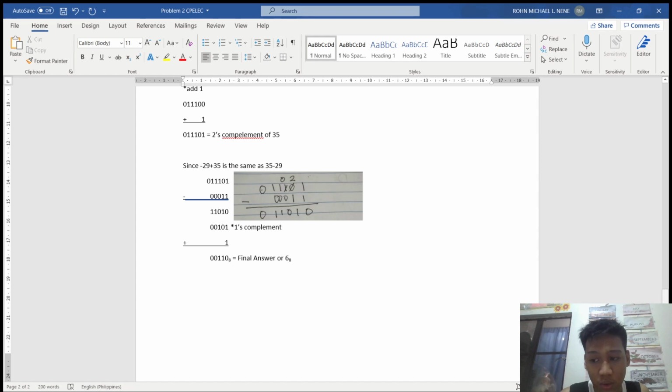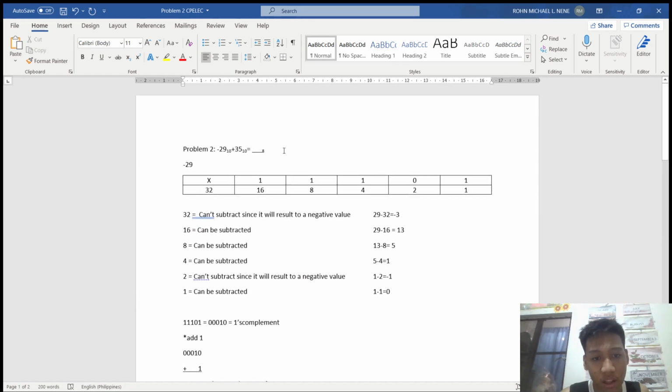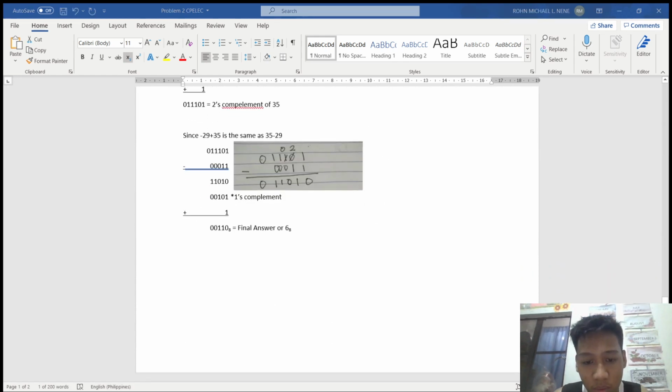That is base 8, since it is octal, which is required for the problem. And that will be all for my explanation.